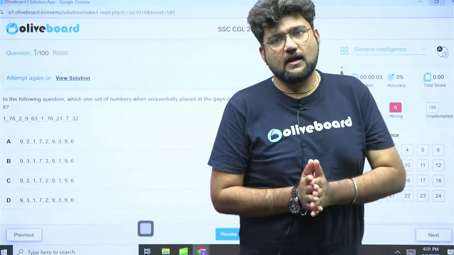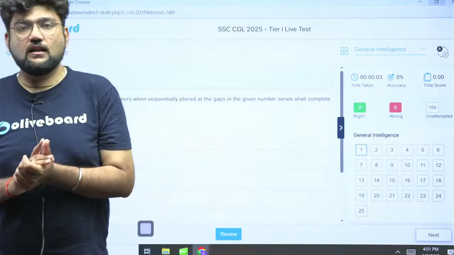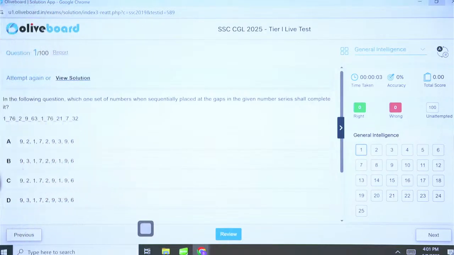My name is Marut Sharma, your logical reasoning expert, and we are here today to discuss the SSC CGL Tier 1 mock which was conducted over the weekend. So we'll start with it right away without any further ado.